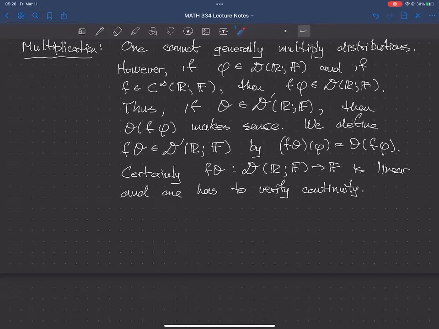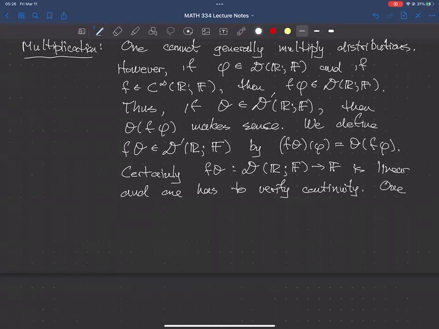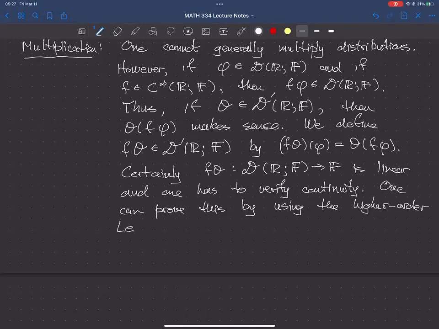Okay, so what you need to do to verify continuity, remember, is that you have to take a sequence of test signals that converges to 0, and you have to show that this sequence of numbers then converges to 0. Okay, and I'm not going to go through it. It's what it boils down to. One can prove this by using the higher order Leibniz formula for product rule.